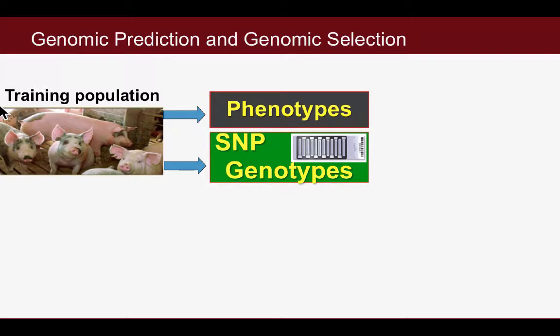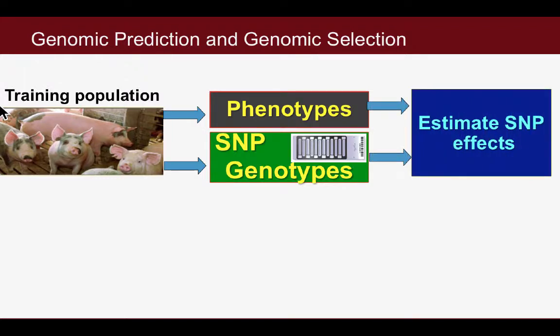Another strategy for utilizing phenotypes for selecting breeding stock in the nucleus is genomic prediction. As discussed in a previous module, the general idea behind genomic prediction and genomic selection is to genotype a substantial number of animals that have recorded phenotypes for traits of importance, and to genotype them using a high-density SNP chip.